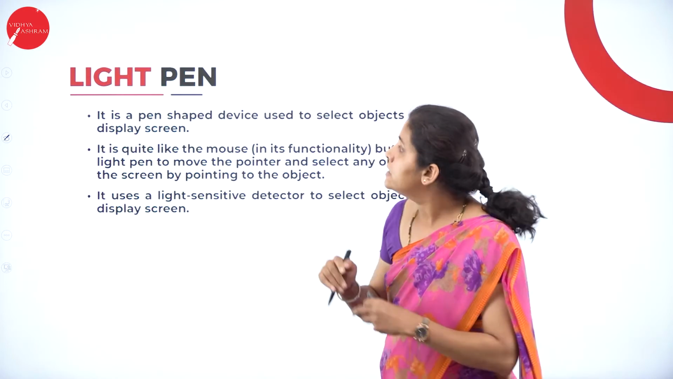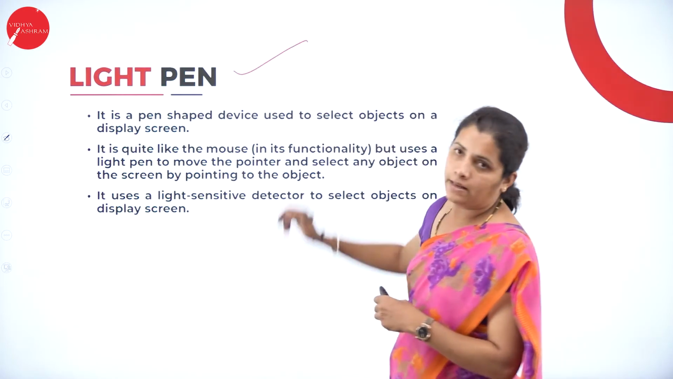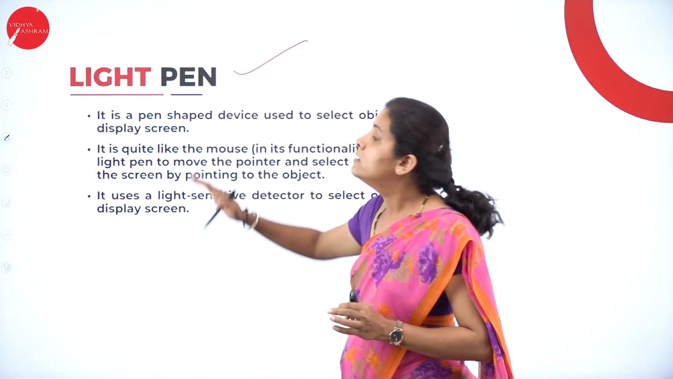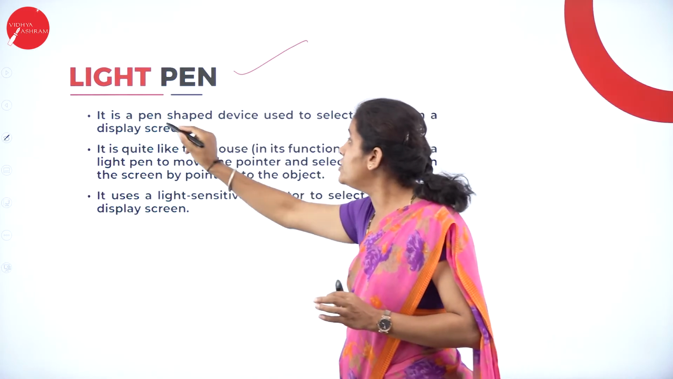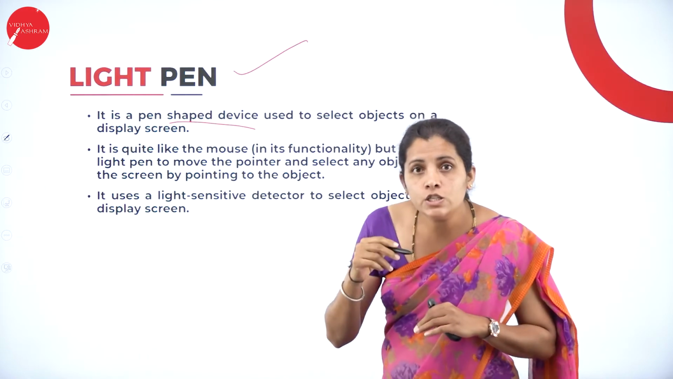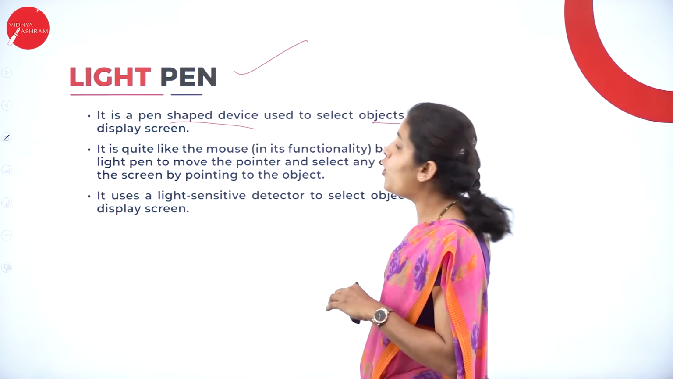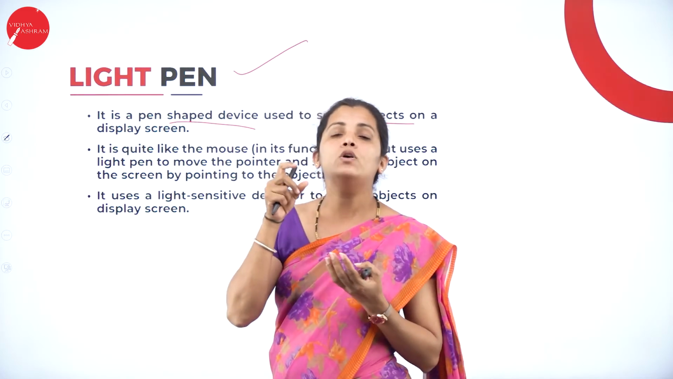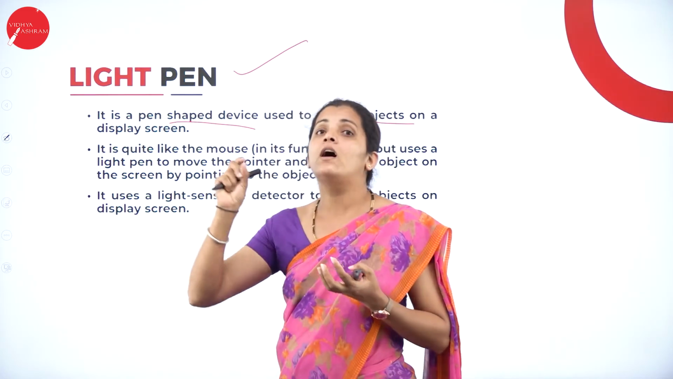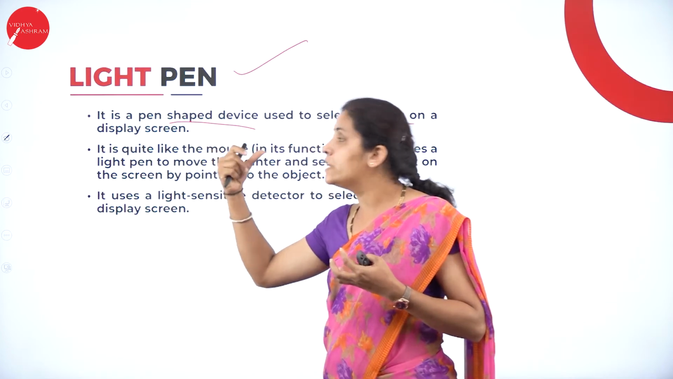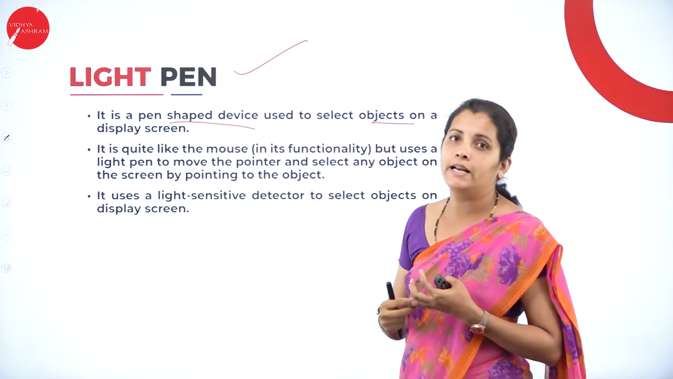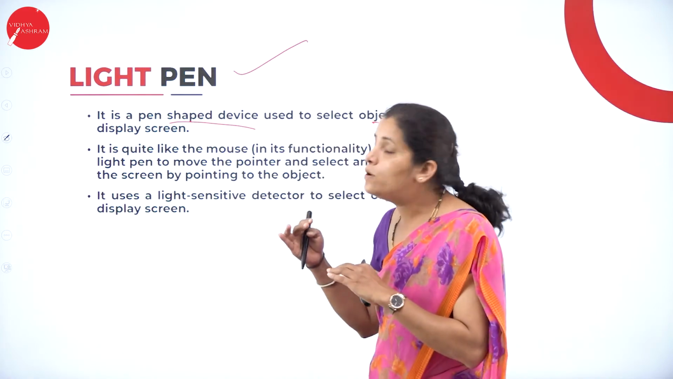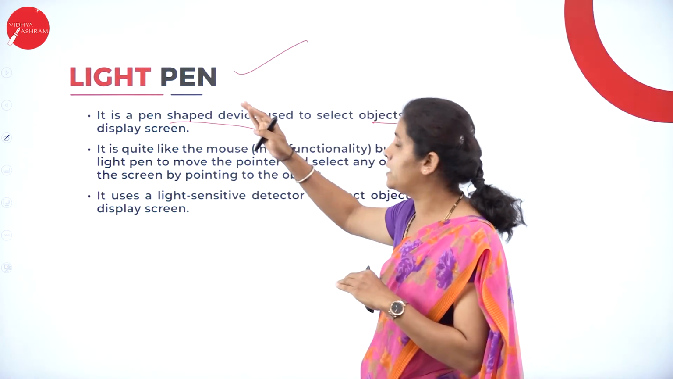Dear students, next is the light pen. A light pen is a pen-shaped device that is used to select objects on a display screen. Suppose you want to select an object on your display screen, then you can use a light pen. During most presentations, you can find this light pen.